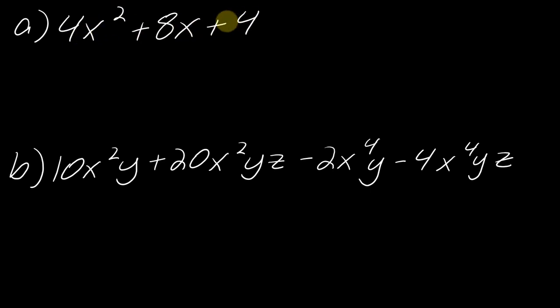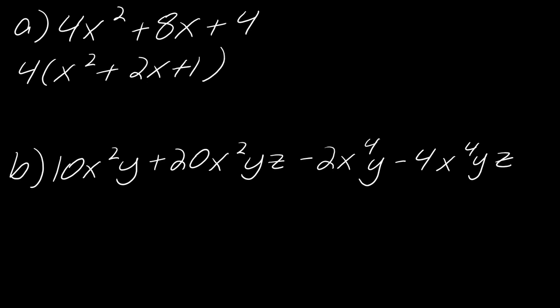So looking at this, I noticed that this says 4x squared. So whenever this is not just x squared, usually the first thing I try to do is see if there's a GCF, which there totally is in this case, right? So I can divide everything by 4. So if I take the 4 out, this is going to leave me with x squared plus 2x plus 1.